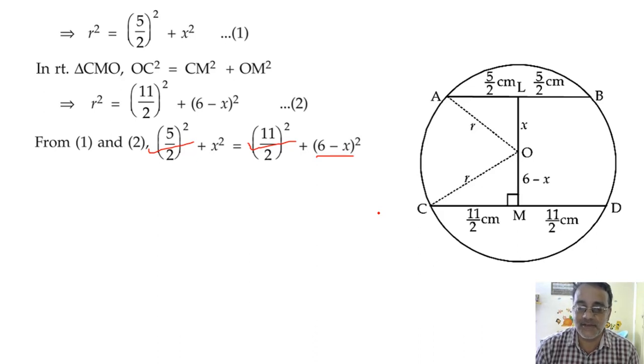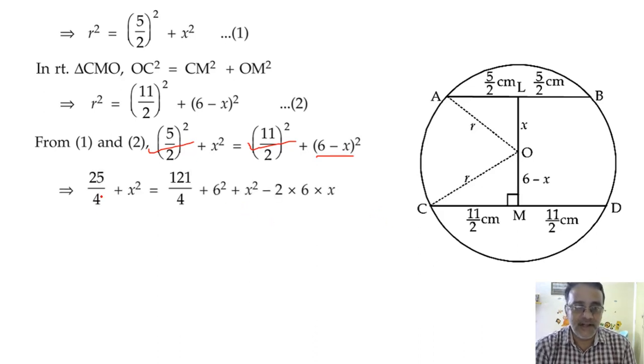The (a minus b) whole square formula: a square plus b square minus 2ab. So 36 minus 2 into 6 into x plus x square. Very good. So 25 by 4 plus x square equals 121 by 4, plus 6 square plus x square minus 2 into 6 into x. That is a square plus b square minus 2ab.